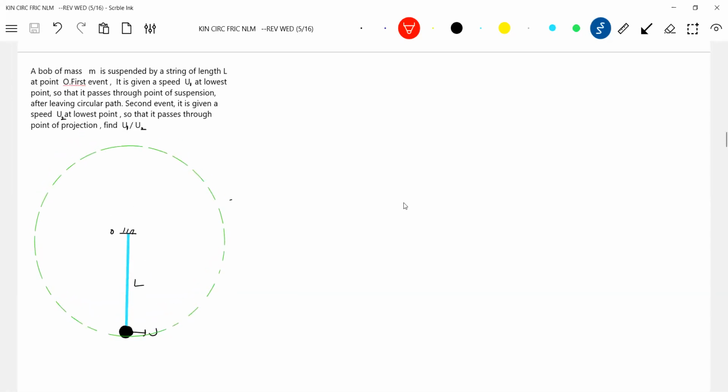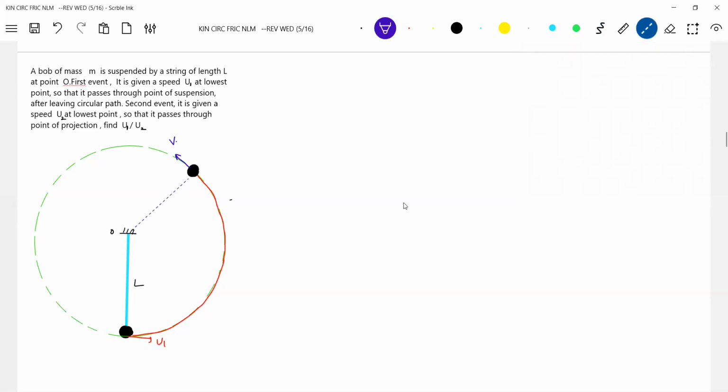Okay, so first time I'll project with a speed u1. Then the path of the particle, the bob, will go like this. Here it is going to leave the circular path. When it is leaving the circular path, it will have some velocity v.